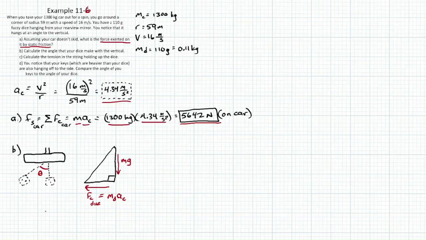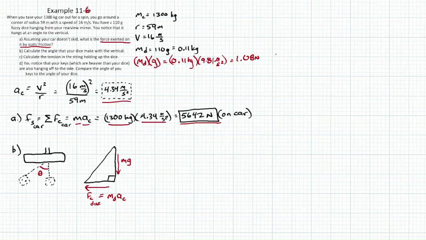So mass of the dice times gravity. In fact, I'm going to write that up here. Mass of dice times acceleration of gravity. That is 0.11 kilograms times 9.81 meters per second squared. And that should give us 1.08 newtons.